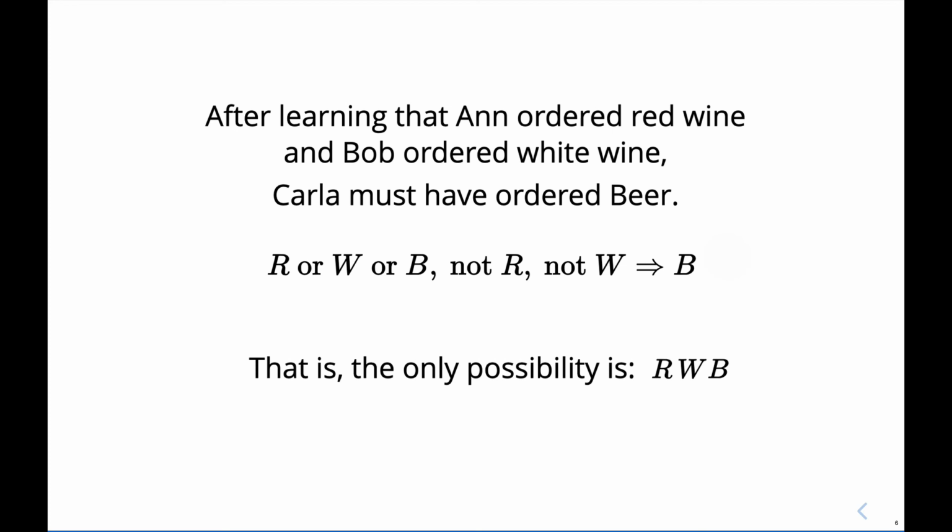Another way to express this inference is to represent it as we just did, where we start with an initial set of possibilities, six possibilities, and every time you get a new piece of information, you rule out some possibilities until you're left with only one possibility. The only possibility is this one right here, where Anne ordered red wine, Bob ordered white wine, and Carla ordered beer.